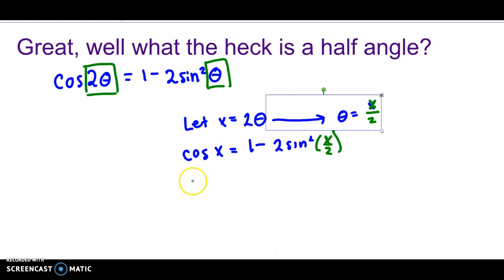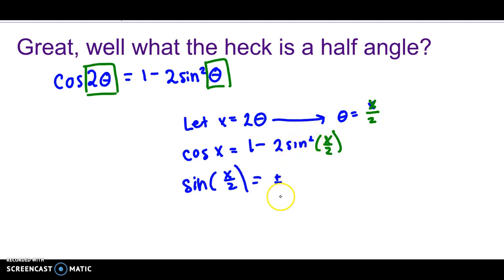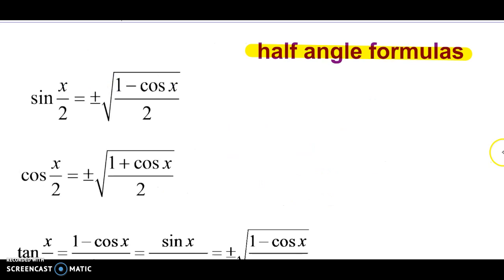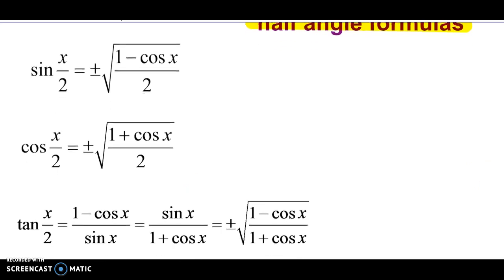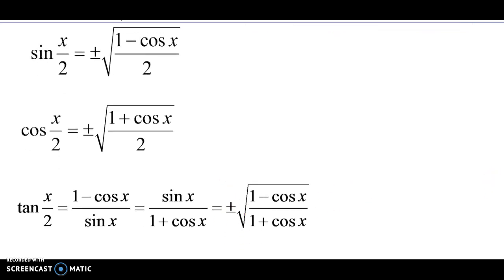If we do this correctly, we get sine of x over 2, the half angle, is going to be plus or minus, because I end up square rooting, plus or minus the square root of 1 minus cosine of x all over 2. So that's how we could derive these half angle formulas. We won't do it for all of the cases, sine, cosine, and tangent, but they are here. These are things that you'll want to know and understand, and most importantly, know how to apply.